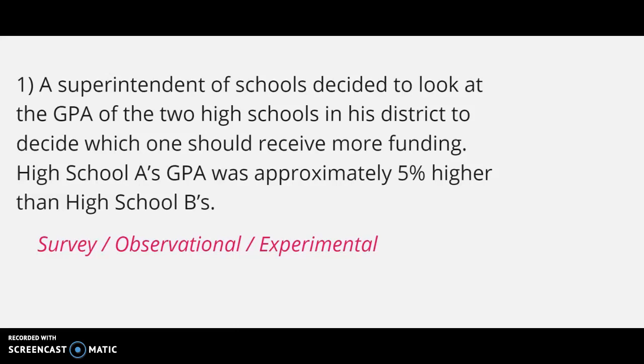So look at this first one here. A superintendent of schools decided to look at the GPA of 2 high schools in his district and decide which one should receive more funding. High school A's GPA was approximately 5% higher than high school B's. So we're just classifying what kind of study this is. The fact that the superintendent went back and did research on data that had already been collected makes it observational. It wasn't an experiment. He didn't ask any questions. He just went back and looked at research. That is considered an observational study.